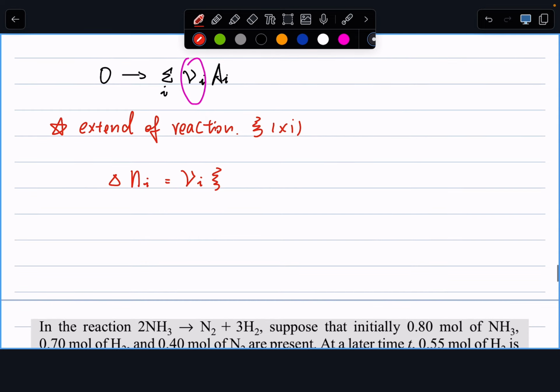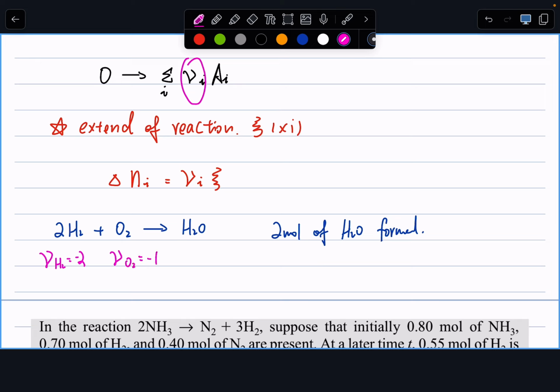In an example here, again, let's say we have hydrogen and oxygen going to water. We have 2 more moles of H2O formed. So what is our coefficient for each chemical? My mu H2 equals -2, that's for reactant. My mu O2 equals -1 for my reactant. That's just reading the coefficient. And here's a 2 in front, and my mu H2O equals 2 for product.